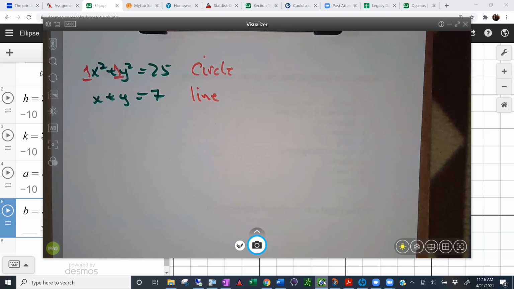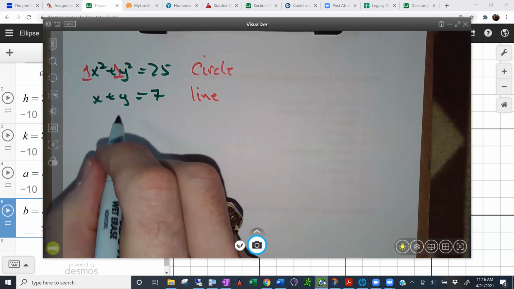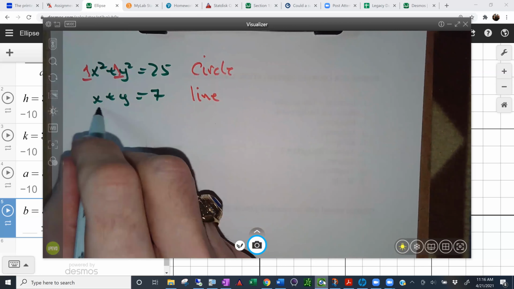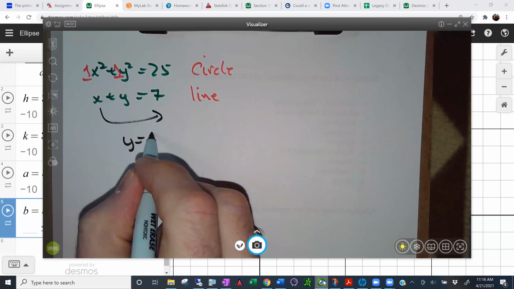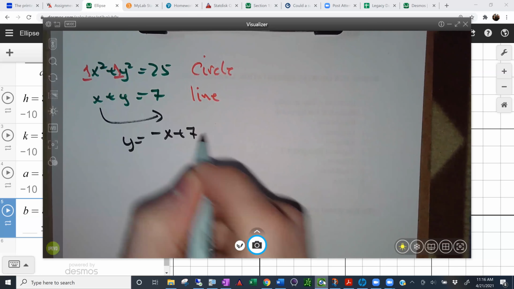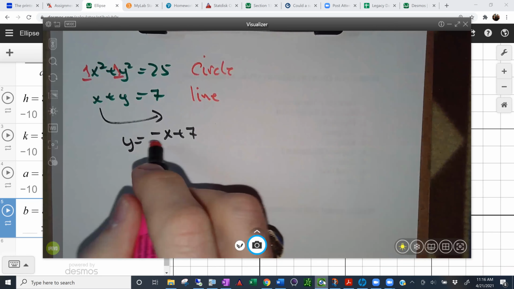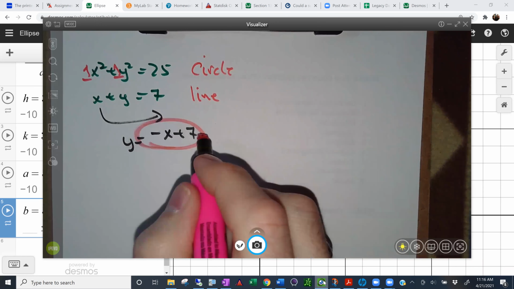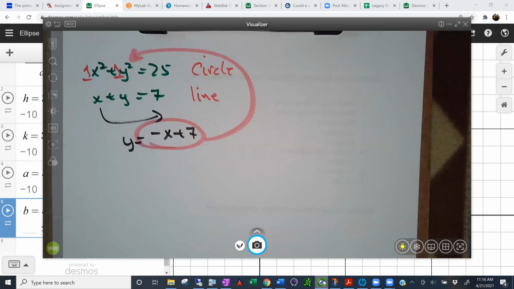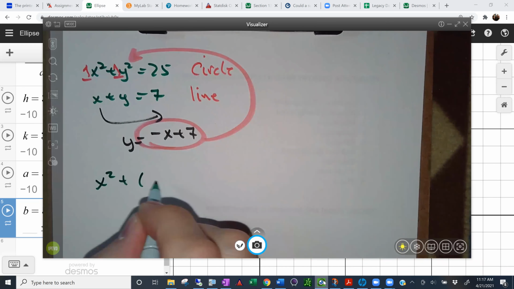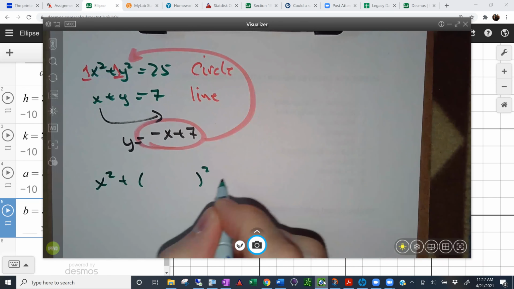I would suggest you solve this by substitution. If I take that x term and put it on the other side, I get negative x plus 7 for y. And I'll take that value for y and substitute it into the top equation and then see about solving. So here, that goes into the top equation. That'll give me something like this: x squared plus something squared equals 25.